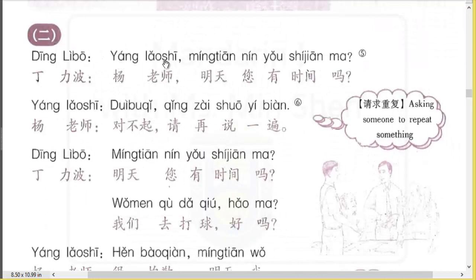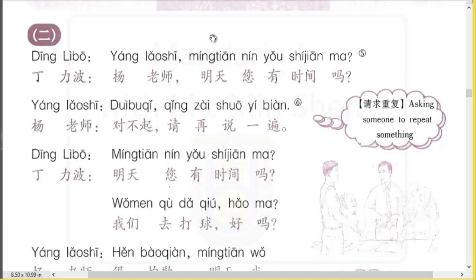杨老师 we already know we can use someone's profession as the way we address people. So 老师 is the profession, then we use the surname before it. 杨老师明天您有时间吗? This is a very interesting sentence. 有时间 means have time. You have time. You have time 吗? So do you have time?